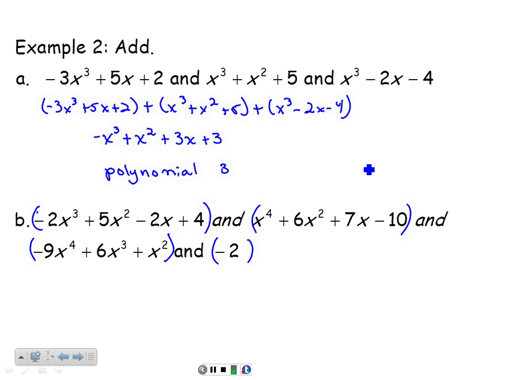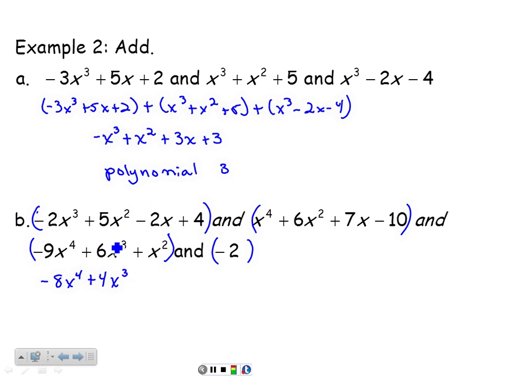Starting with the highest exponent first, I see x to the 4th is going to be the highest. So let's look in all the groups and find x to the 4th power. I see 1x to the 4th and negative 9x to the 4th, which is going to be negative 8x to the 4th. I see a negative 2x to the 3rd and a positive 6x to the 3rd, which is going to be a positive 4x to the 3rd.